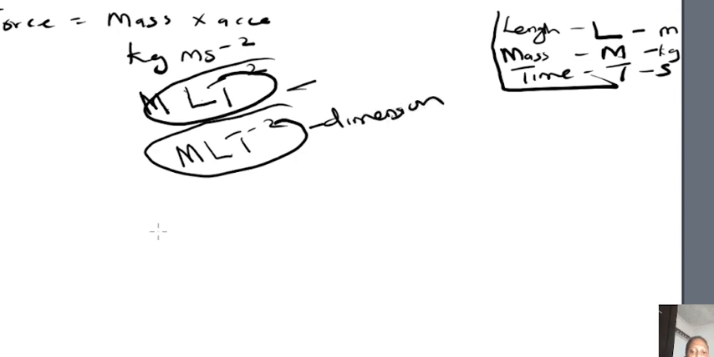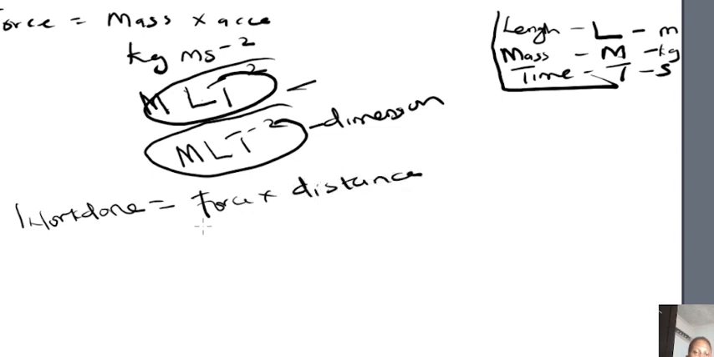So let's take the last one, which is the dimension for work done. You see, I'm taking you through this process so you understand. This is very easy and very simple. So don't forget, your work done is force times distance. So having that at the front of your mind, you know your force is kg ms minus 2, and you have your distance also as m. So we have kg m square s minus 2.